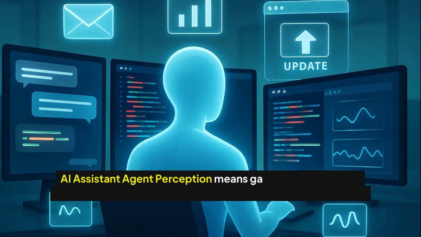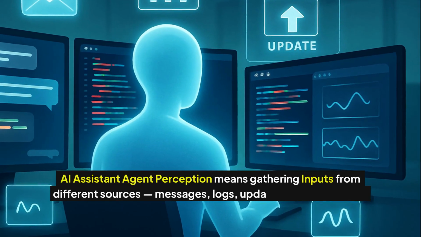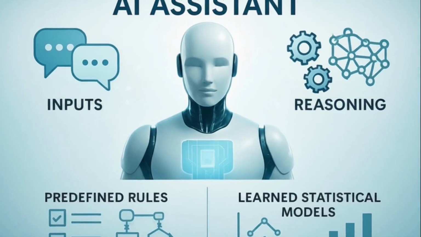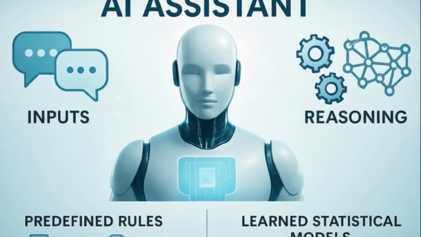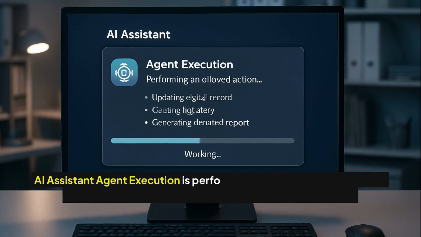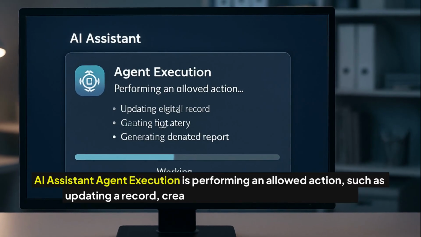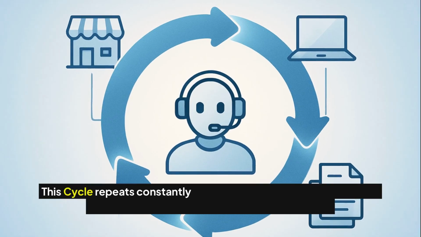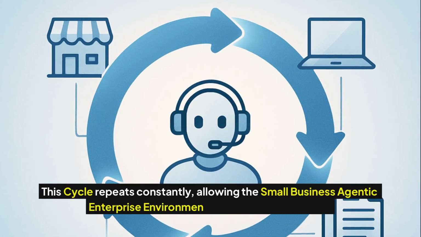AI assistant agent perception means gathering inputs from different sources: messages, logs, updates, or sensor data. AI assistant agent reasoning means analyzing what those inputs mean using predefined rules or learned statistical models. AI assistant agent execution is performing an allowed action, such as updating a record, creating a log, or generating a report. This cycle repeats constantly, allowing the small business agentic enterprise environment to remain responsive.